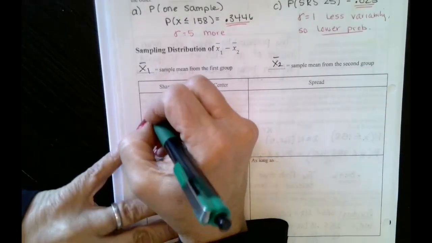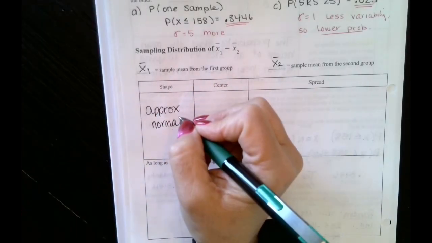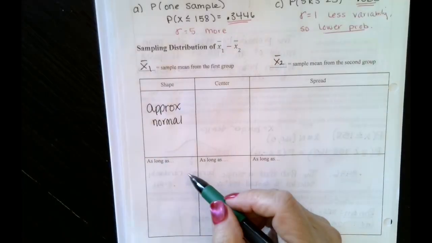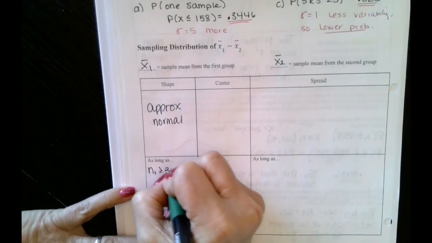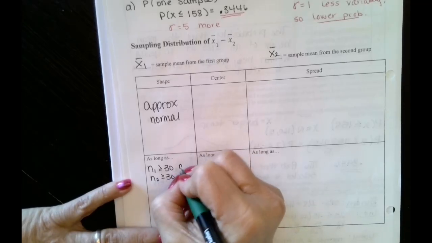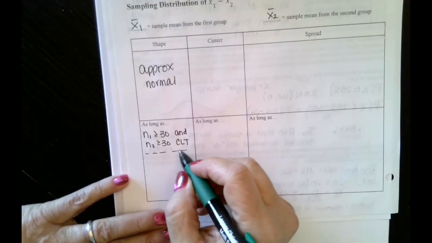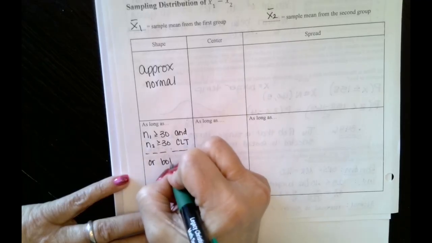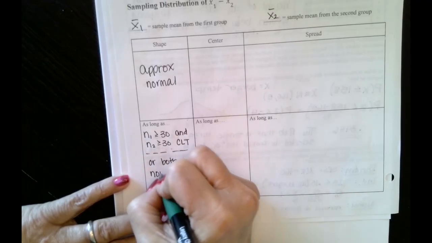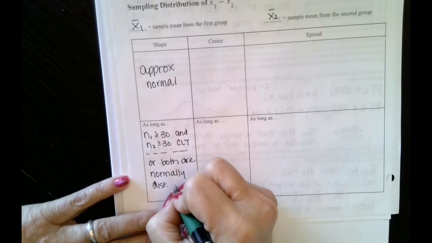So what do we know about our shape? Well, like everything else, our shape is going to be approximately normal. And we always have these conditions, so it's going to be approximately normal as long as n sub 1 is greater than or equal to 30 and n sub 2 is greater than or equal to 30. And this is based on CLT. So both of our sample sizes have to be greater than 30, or both are normal, if it tells you that they are normally distributed. And then our sample size doesn't matter.